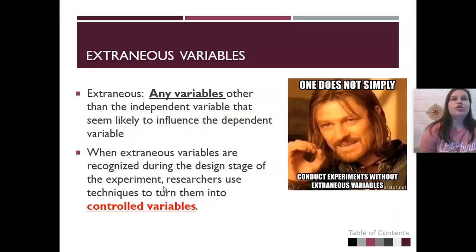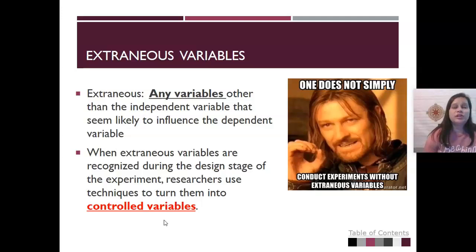Now, our goal is to eliminate any other possible variables so we can say it was our independent variable that caused the change in behavior, that caused the dependent variable. But in reality, it is really hard to get rid of all other possible variables. I like the meme: one does not simply conduct an experiment without extraneous variables.